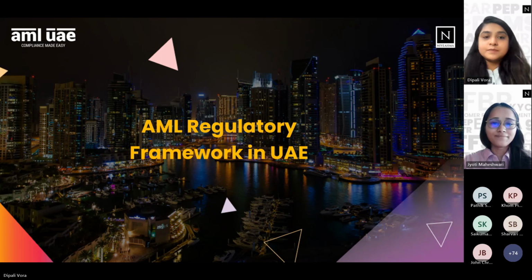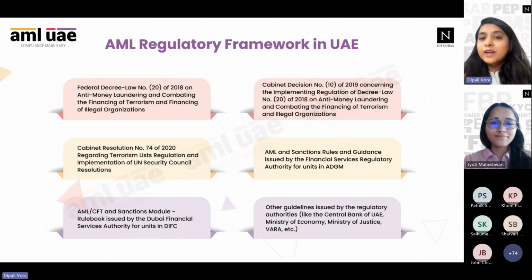in UAE. If I talk about the AML regulatory framework in UAE, we have federal law and cabinet decisions which are issued by the authorities in order to help us comply with the regulations. Federal Decree Law number 20 of 2018 talks about anti-money laundering and combating of financing of terrorism with respect to all of the illegal organizations, individuals. Cabinet Decision number 10 of 2019, also regarded as the implementation regulation, will help us to comply with what is written in Federal Decree Law number 20.